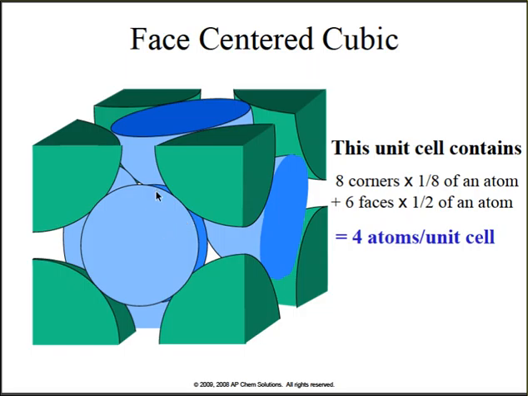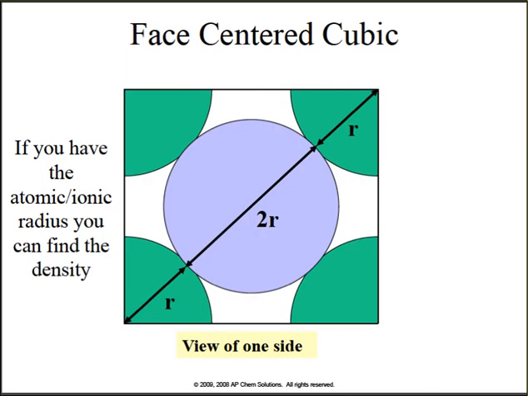Here we have a face center. A face center means you have your 8 corners for the cubic, but instead of having 1 atom in the middle, you have basically 2 atoms on the side. So you have 8 corners, and you have 6 faces, 4 on the side, 2 up and down, equals basically 4 atoms per unit. Okay, so this is face center. For face center equals 4.